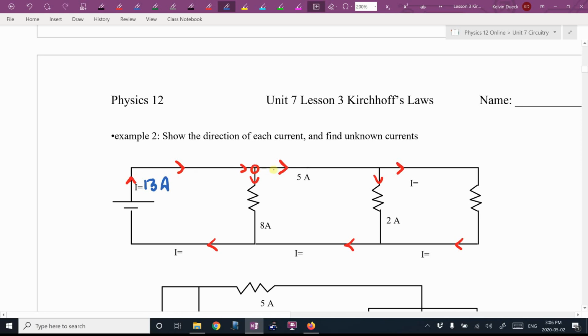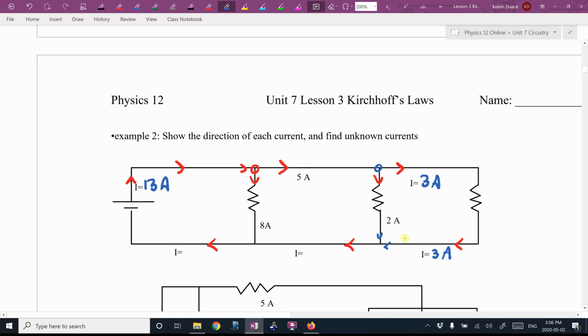Now let's follow this top line. 5 amps went this way. There's another junction right here. 2 amps went down. This must be 3 amps. Let's continue to follow this ski run. 3 amps, 3 amps, 3 amps. They recombine right here.